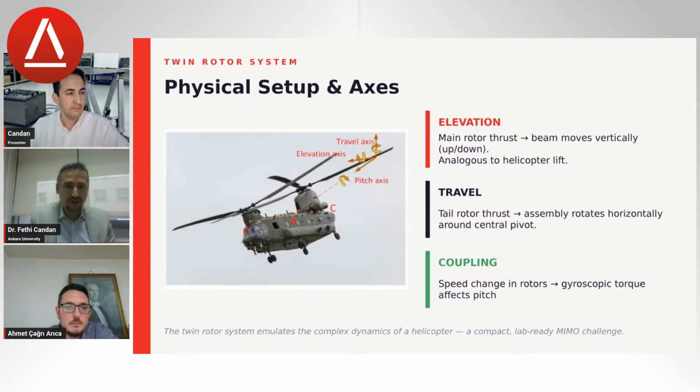One of them is the travel axis, that means here, and another one is the elevation axis, and the other one is the pitch axis. The pitch axis gives us the 2 propellers and the effects. So the constant elevation is the main rotor thrust, that means this part, and the travel also gives the tail rotor thrust, and the coupling gives us the speed changing in the rotor. So we have 2 rotors, and we can see the coupling effects directly inside the helicopter model.